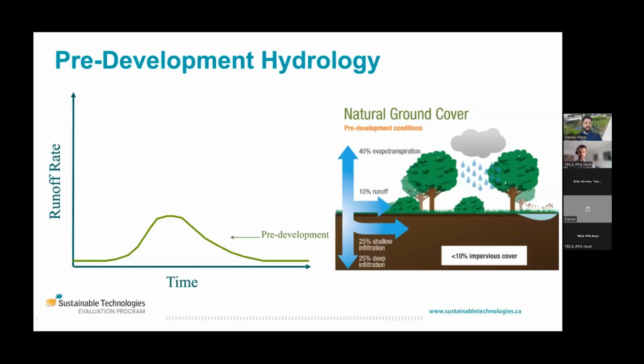So with that said, here's an example of a very simple line graph showing if you're going to have a major rain event, how is your runoff rate going to be affected? So in a pre-development hydrology, this is how our water cycle would work. If we have natural ground cover, so imagine this is a forested area, you're going to have high levels of evapotranspiration with mature trees and vegetated systems in place. You're going to have minimal runoff, only about 10% because you have so much permeable land cover. And then you're able to refill both shallow and deep infiltration.